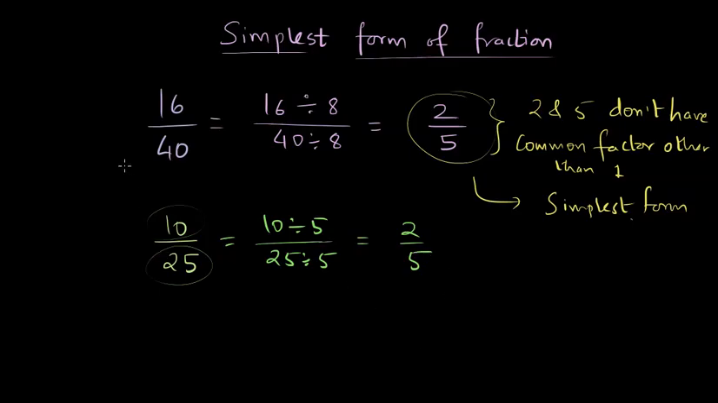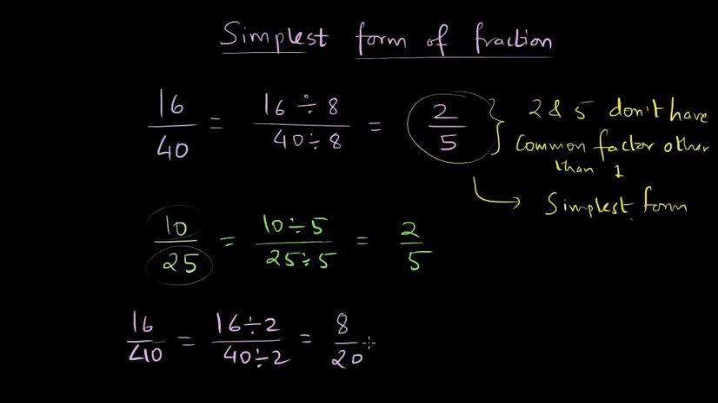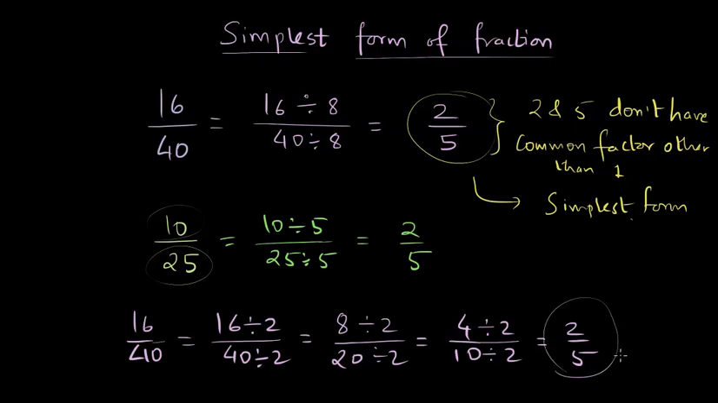For example, if we just take 16 by 40 again, if you are not sure, we definitely know that both are even numbers, so we can divide both of these by 2, and we can arrive at a fraction which looks like this, 8 by 20. Again, both of these are divisible by 2, so let me just divide again by 2, and I get 4 by 10. I can keep dividing by 2 until I can, and I get 2 by 5. So after multiple steps, I reached 2 by 5.